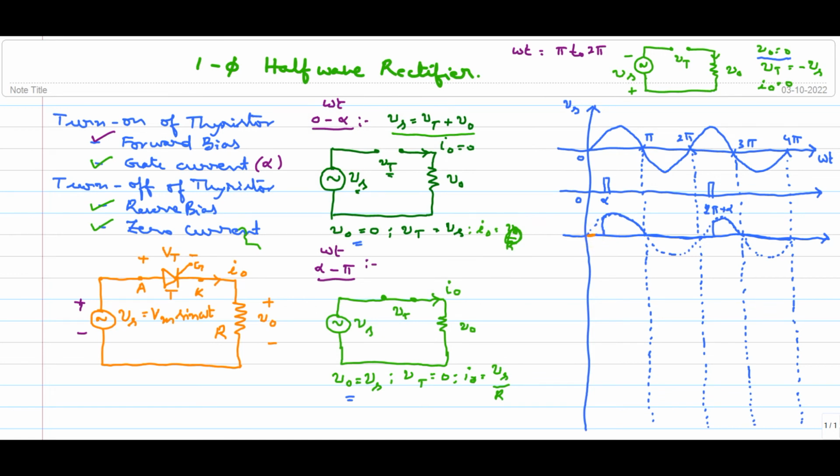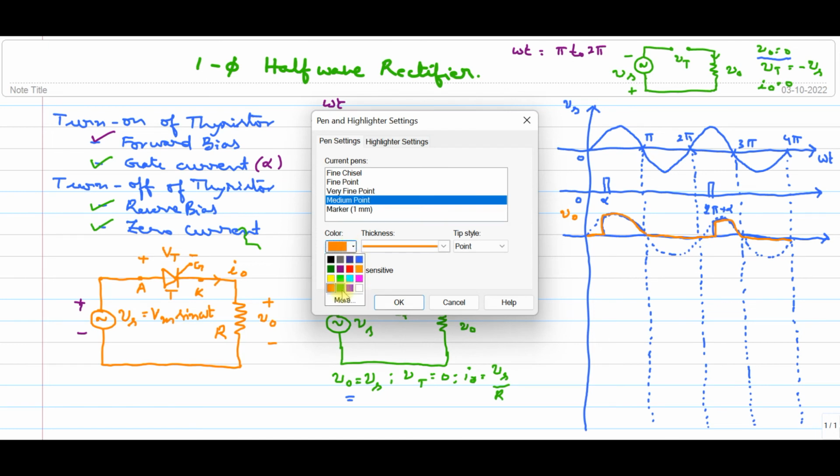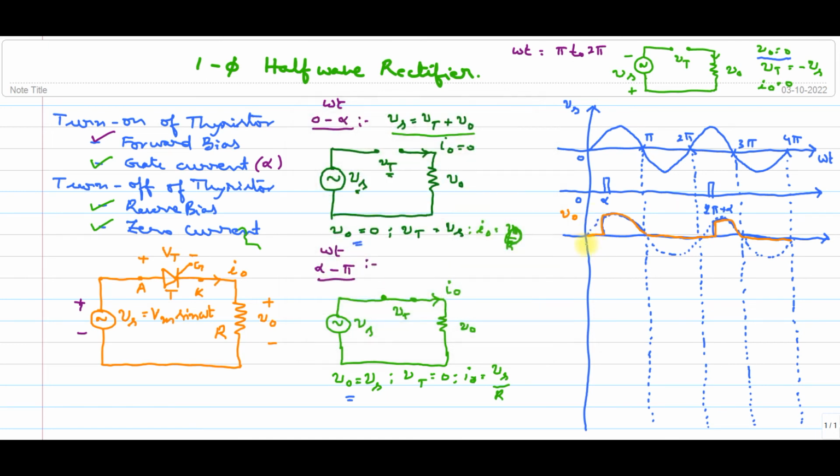See, this is the thing. From 0 to alpha, V naught equals 0. Let me write this, V naught equals 0. From alpha to pi, V naught is following the source voltage Vs. After pi to 2 pi, again it is 0. And from 2 pi to 2 pi plus alpha it is also 0. After 2 pi plus alpha, it is again following the voltage. After that it is 0. So this is the V naught explanation. Now let's move on to I naught. So how will I naught be?